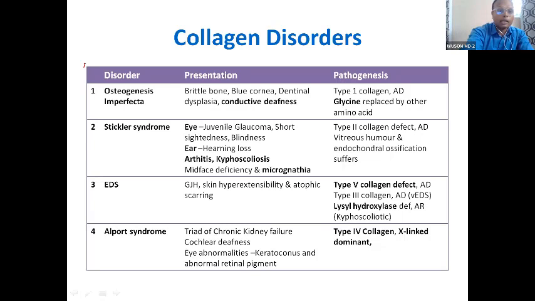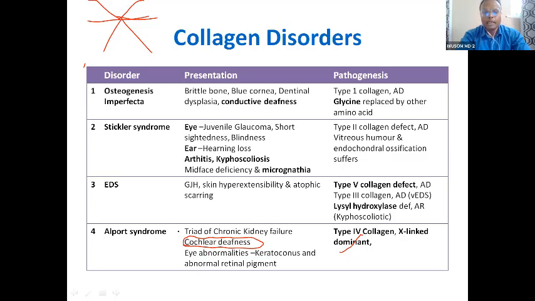You can remember the trick: the mirror thing I did, you can put a mirror here and the A will look like an X. So this is X-linked dominant. Remember that. Type 4 collagen, 4 is for floor. I forgot to bold this, but it is a very important point: cochlear deafness in Alport syndrome. The triad is kidney failure, cochlear deafness, and eye abnormality. This triad is present in Alport.